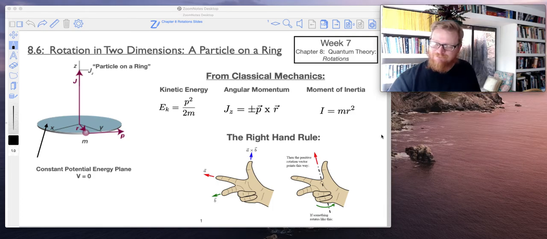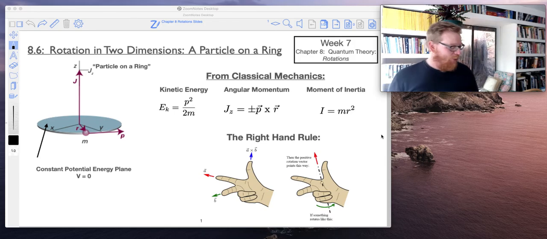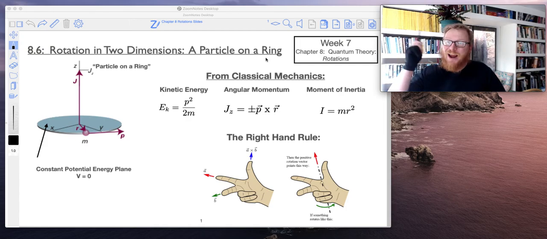All right. I haven't played any music in a while, and I was putting together these slides on rotations and particle on a ring, our next problem, and I couldn't get that song out of my head. You spin me right round, baby, right round. Okay, anyways, so obviously you can tell what we're getting into. Particle on a ring. Let's do it.